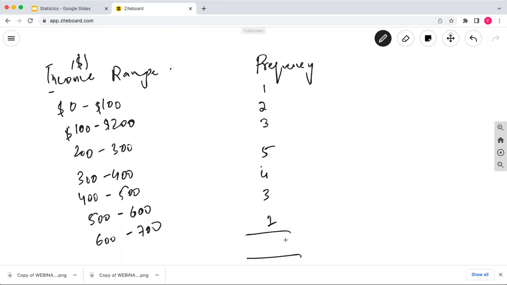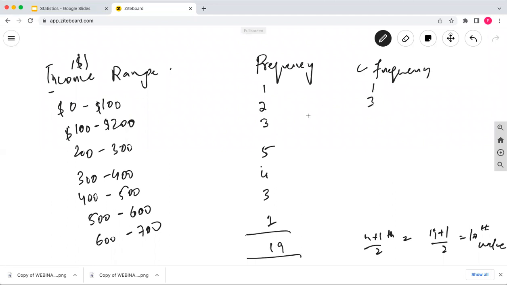First of all, what is the total frequency? 19. So total values are odd. So I told you, when the total values are odd, what will be the median value? That will be n plus 1 divided by 2th value, which is 19 plus 1 divided by 2, which is 10th value, right? Okay, so just see the cumulative frequency. This is 1, this is 1 plus 2, 3, this is 3 plus 3, 6, and this is 6 plus 5, 11. Now you see 10 lies in this. So what is the fourth one? That is 300 to 400.